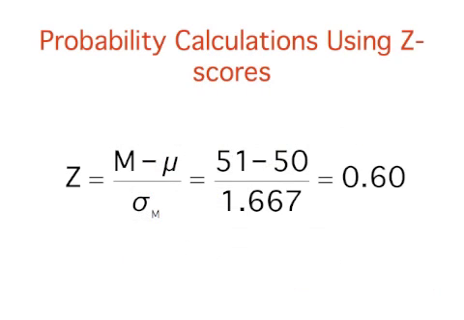Before statisticians could get hold of these fantastic calculators, they had to find probabilities the old-fashioned way. They did probability calculations using z-scores and the standard normal distribution. To do this, compute z using the formula shown here. Z is a value on the standardized normal distribution, M is the sample mean, mu is the hypothesized value of the mean, and sigma sub M is the standard error of the mean. For this example, z is equal to 51 minus 50 divided by 1.667, which equals 0.60.